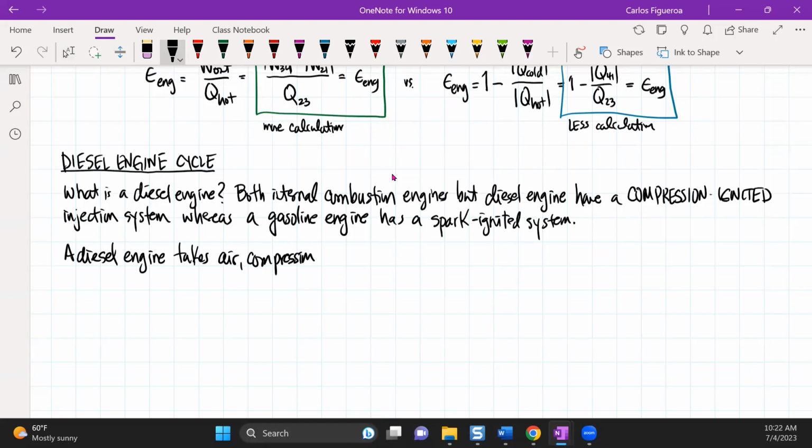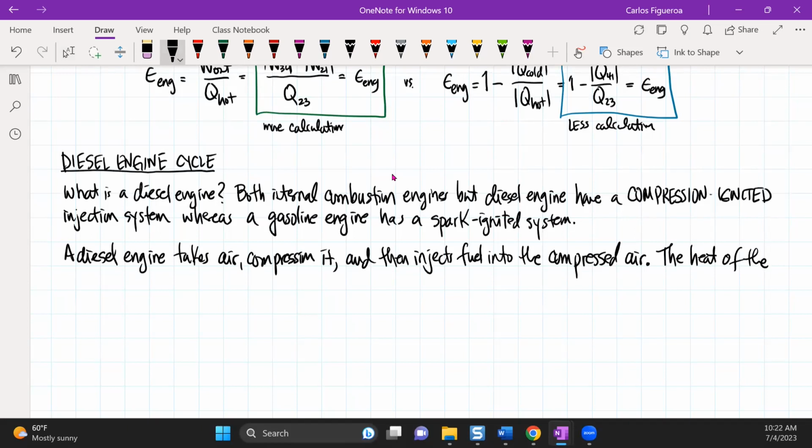just in a similar style to the gasoline engine, and then injects fuel into the compressed air. Now, this is important here because the compressed air is now at a high temperature.